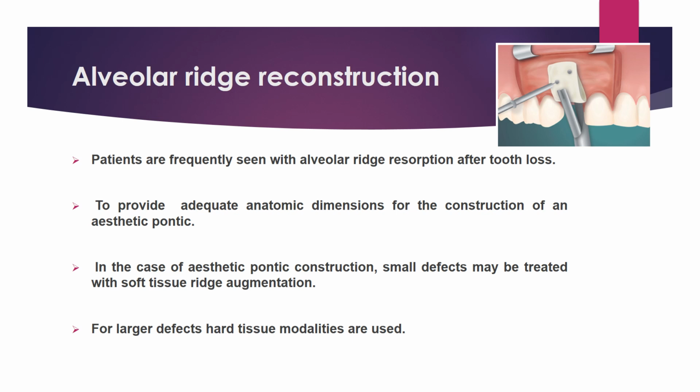This is the picture showing alveolar ridge reconstruction. To avoid ridge collapse, mainly in the anterior areas, a hard tissue modality has been used, that is a bone block.